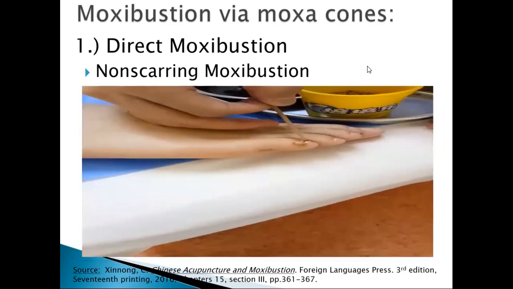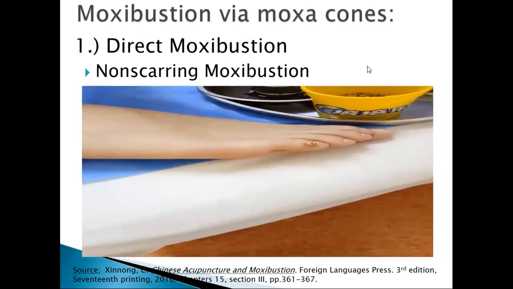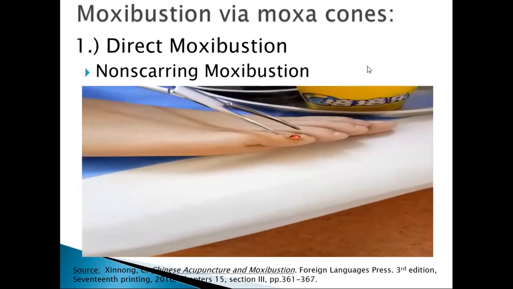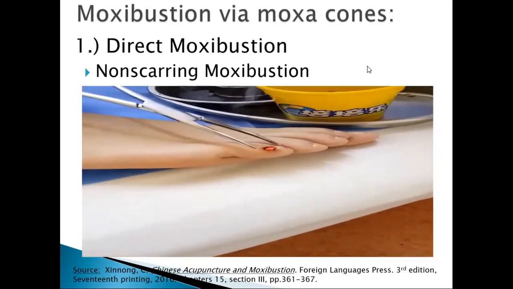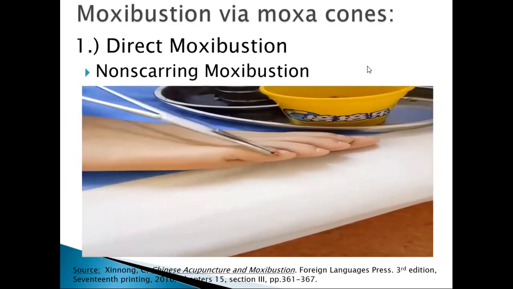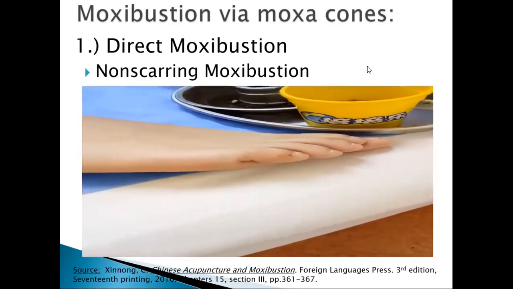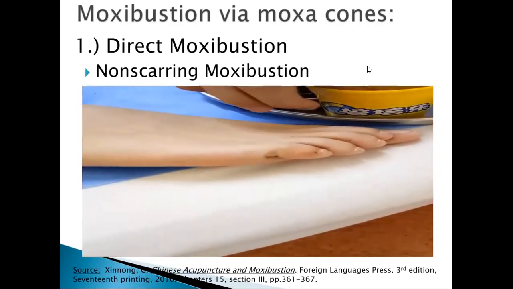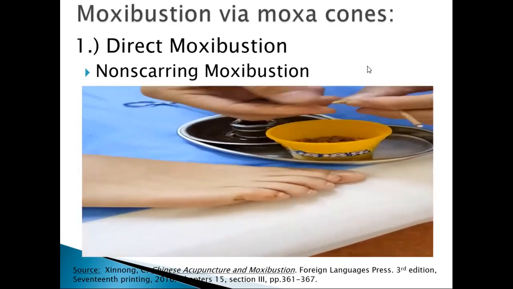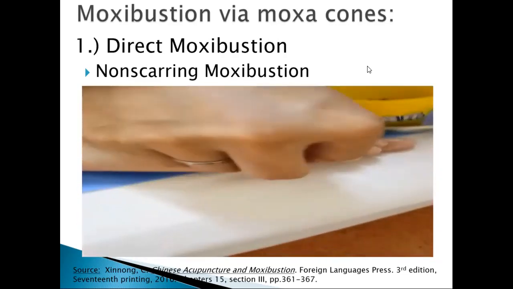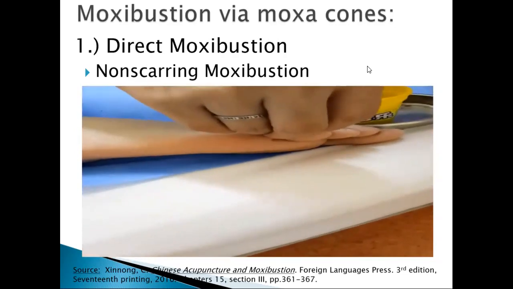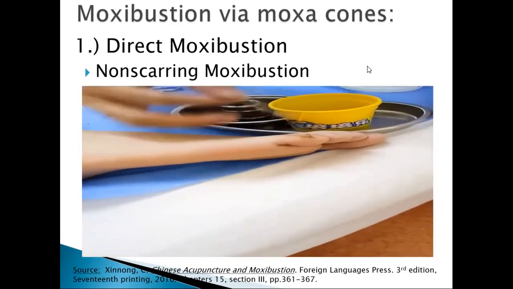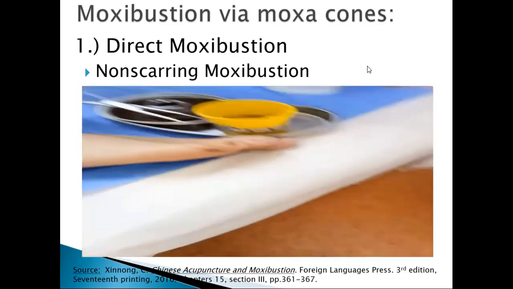So here is a clip of non-scarring moxibustion applied at bladder 67. See, ignite it, and then you are already getting ready to remove the moxa cone. Once the patient feels warm or hot, remove the moxa cone, apply another one, and repeat the procedure for roughly 5 to 10 units of moxa cone. So this is non-scarring moxa. You do not let the whole moxa burn out totally. Okay?